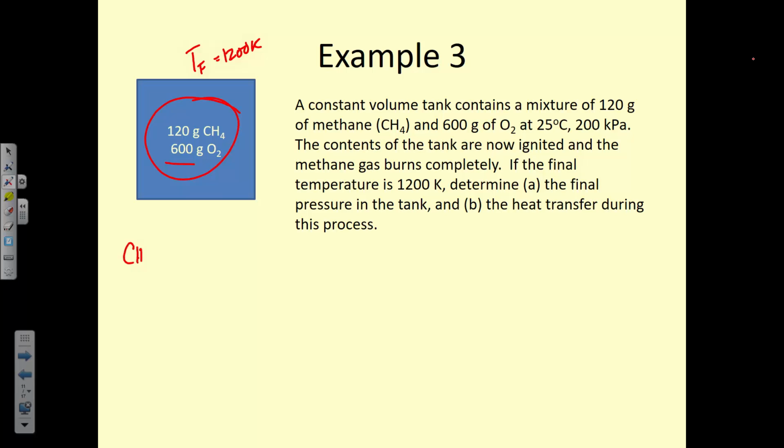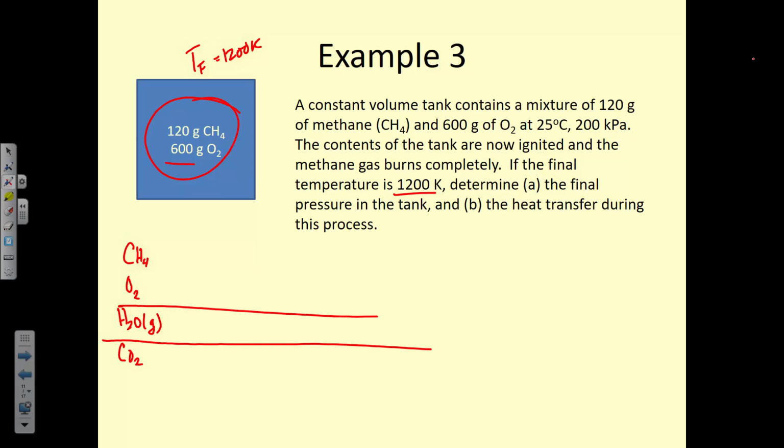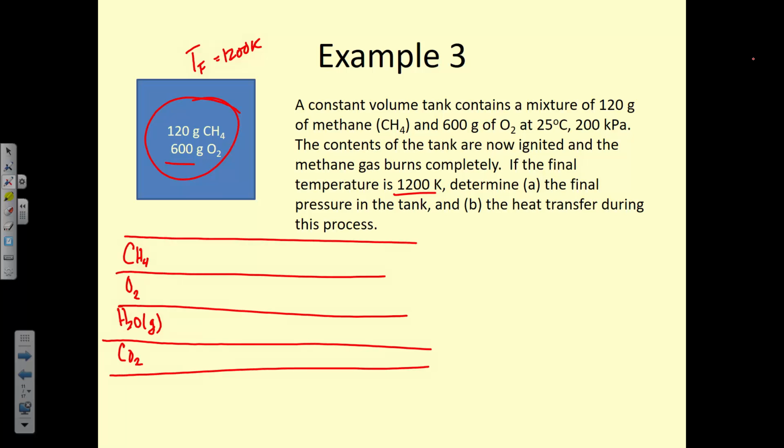So if we were to make a table, we have CH4, O2, H2O, and we're going to assume it's going to be in a gas form at the end of the problem because it's 1200 Kelvin, and CO2. Okay, so we're at the outset going to look up a lot of these property values. So our molar mass for these, if we look at table A1 or A26, or sometimes both, 16 and 32.